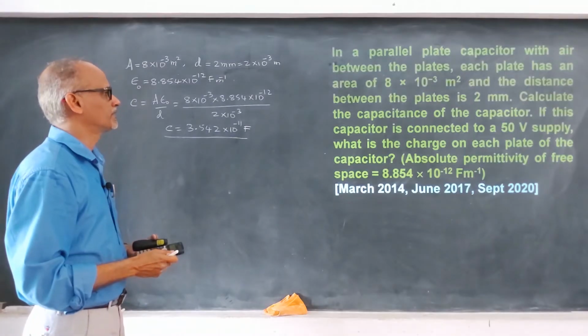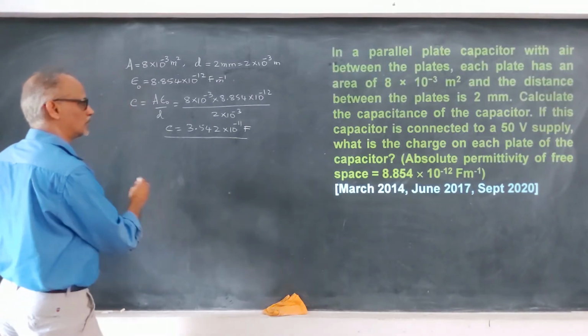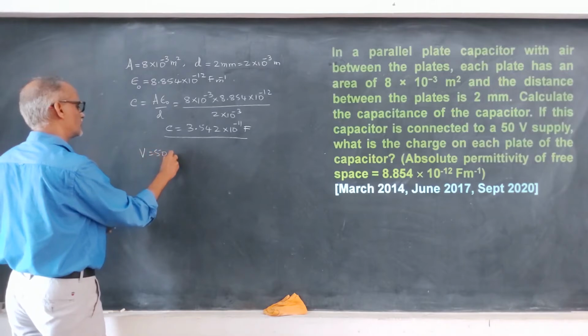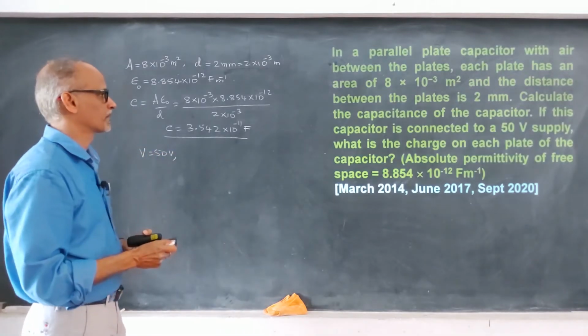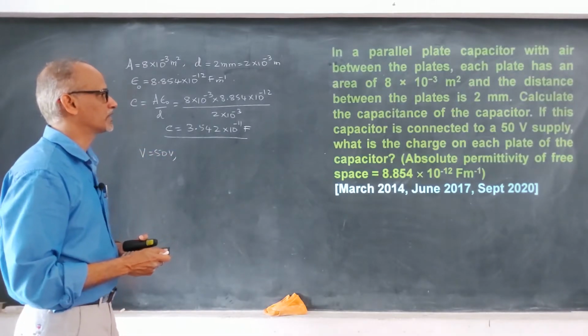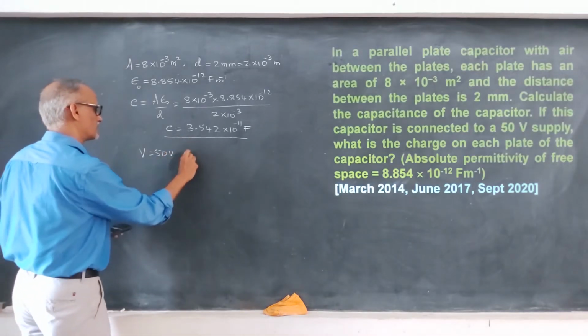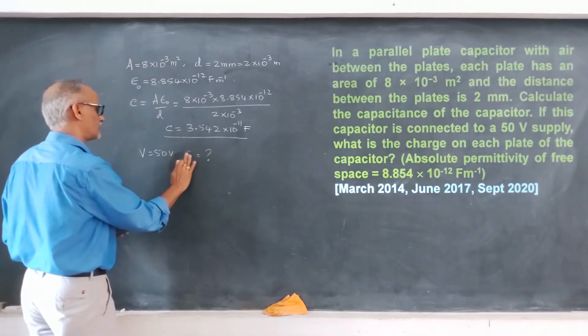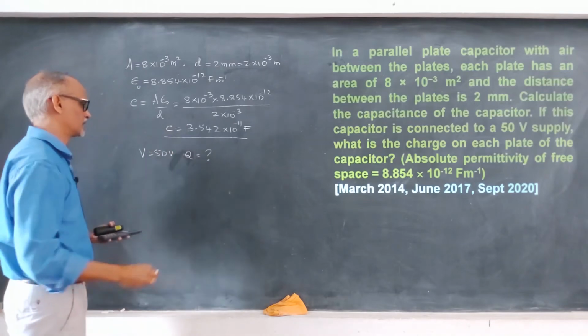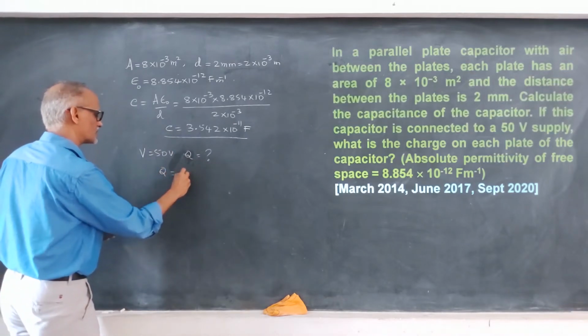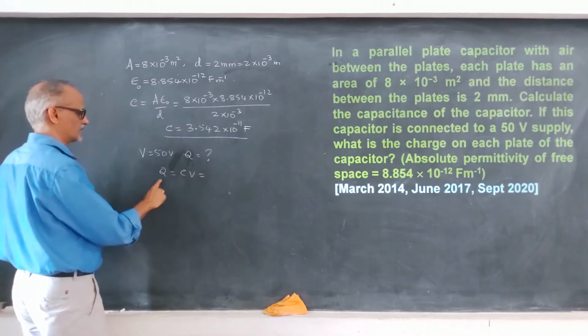All right. Now if this capacitor is connected to a 50 volt supply, so V is given, 50 volt supply, what is the charge on each plate of the capacitor? Right. So V is given, they have asked what is the charge. For charge we use the capital Q. So Q is equal to CV. Right. So that's the formula. Q is equal to CV.